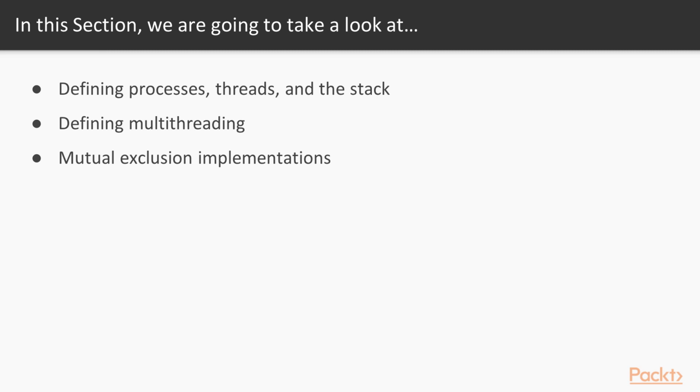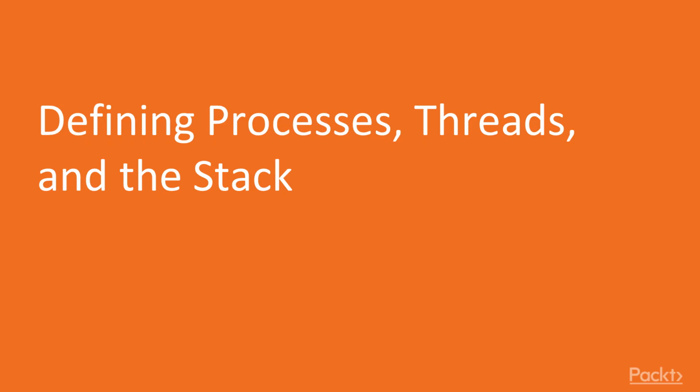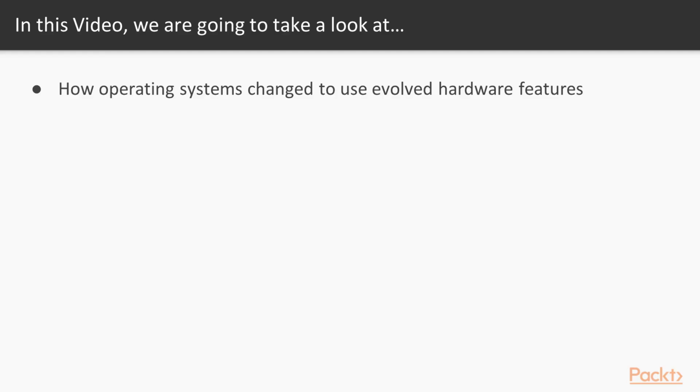We'll define multithreading and see mutual exclusion implementations. Now we move on to the first video, defining processes, threads, and the stack. In this video, we are going to take a look at how operating systems changed to use evolved hardware features.